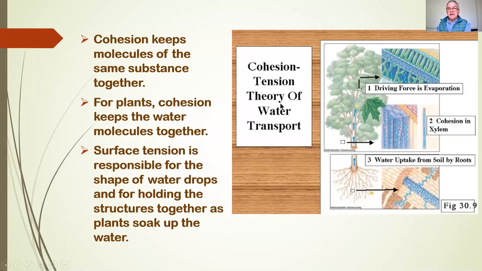The cohesion tension theory of water transport in a plant. The driving force is evaporation. Evaporation is a force. There is another force, which is cohesion in the xylem of the plant, which is the vascular system of the plant. And the xylem is that part of the vascular system where materials like water move from the soil up into the plant. Water uptake from the soil by the roots moves up through the xylem. The force that pulls it up is evaporation at the surface of the leaf.